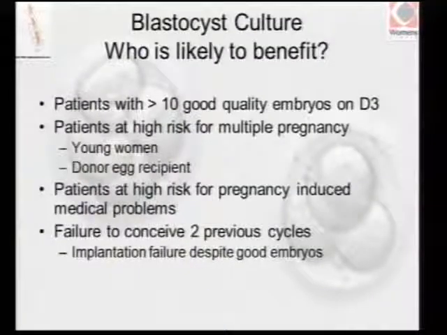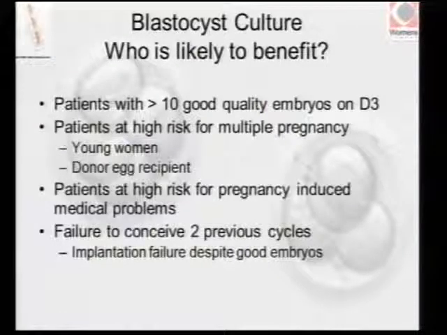And who is likely to benefit from this blastocyst culture? Only if you have a patient with over 10 good quality embryos on day 3 can you even go for a blastocyst culture. If somebody has 2 or 3 good embryos on day 3, you generally do not opt for a blastocyst culture, because by then none of them might grow and you may end up with no embryos for transfer.